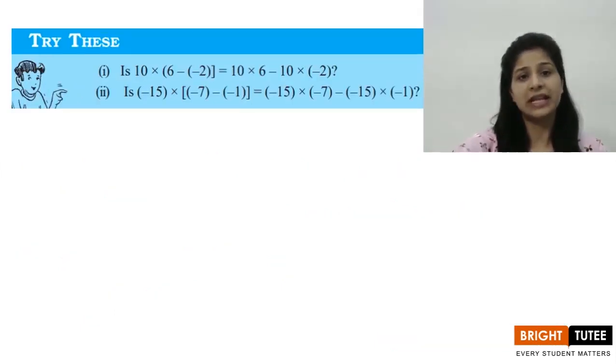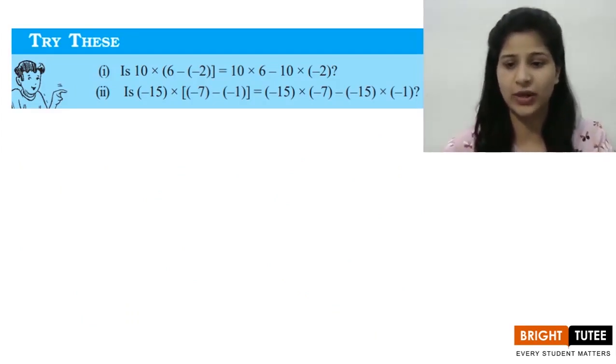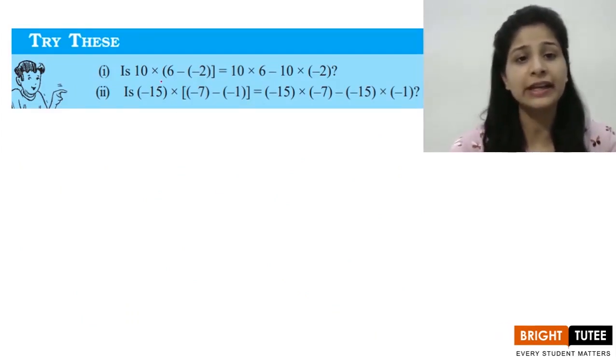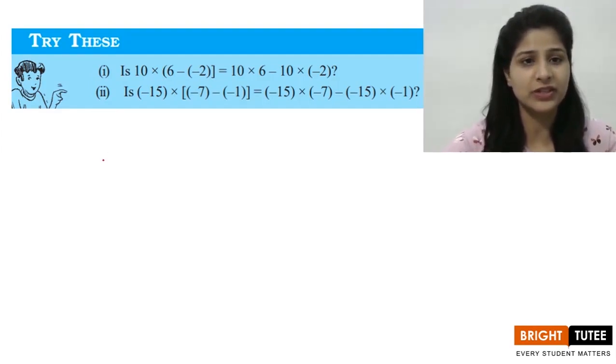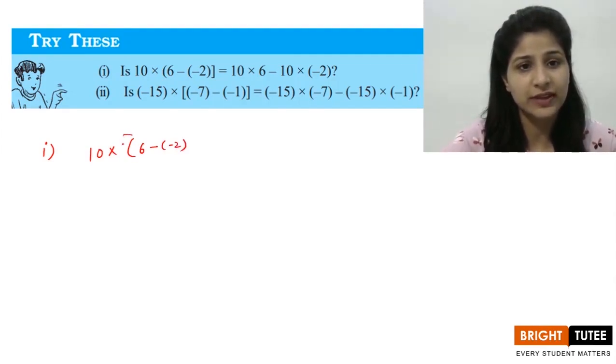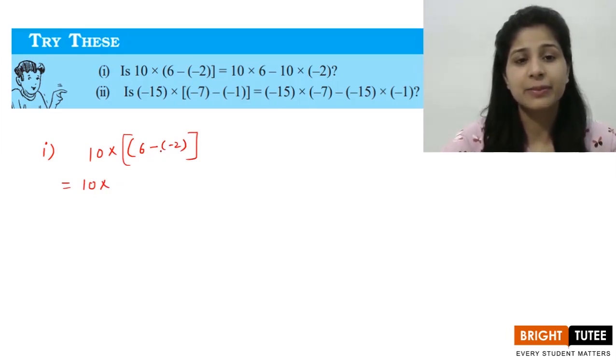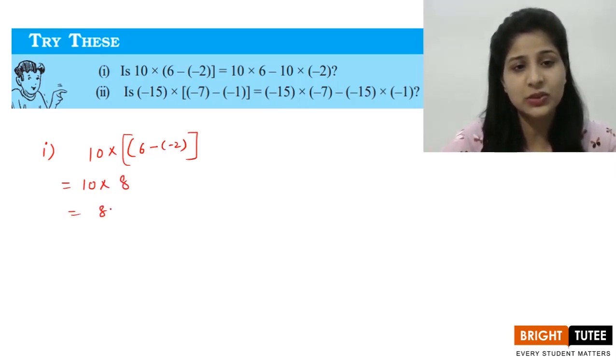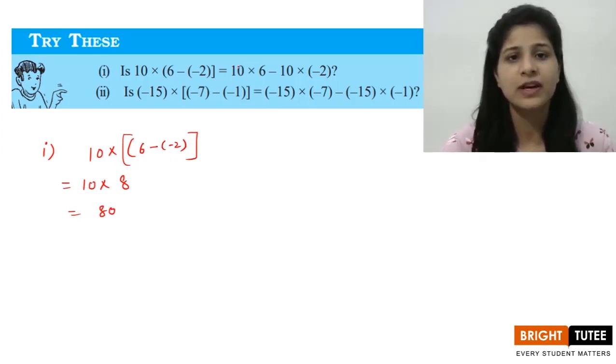Okay, let's try out these now. These are negative ones. So 10 into 6 minus minus 2. Let's try this first one. 10 into 6 minus minus 2. This we have inside the bracket. So if I solve this, 6 minus and minus will become plus. 6 plus 2 is 8. What is the answer, students? 80. Easy to solve.